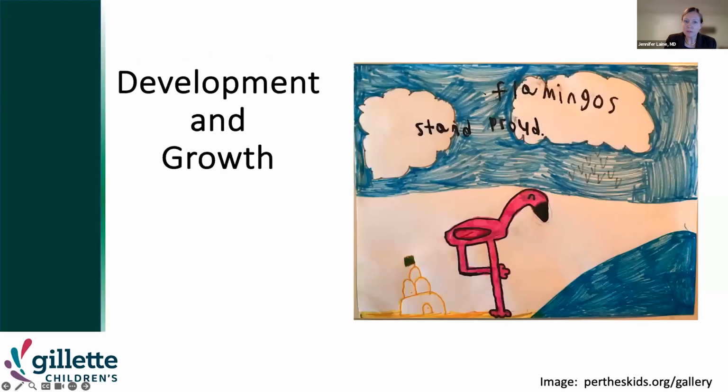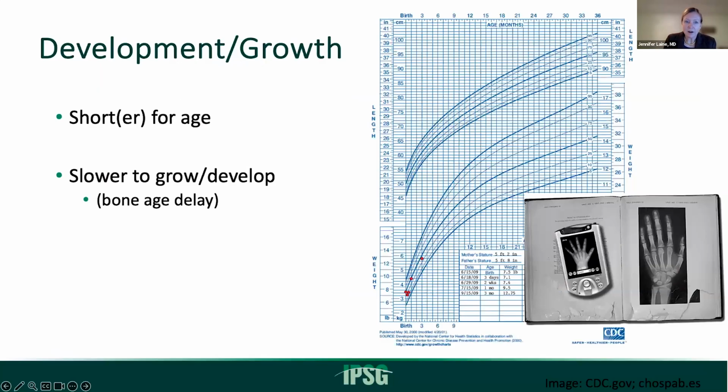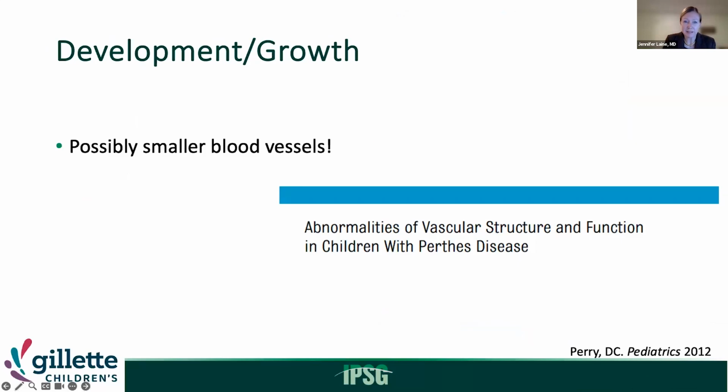And lastly, there have been multiple associations with Perthes and some differences in development and growth. Perthes kids are oftentimes shorter for their age, and they sometimes are a little bit more delayed in their skeletal development. So sometimes doctors will order a hand x-ray or a bone age to see how their bones are aging versus their actual chronological age. There's also been a study showing that possibly kids with Perthes may even have smaller blood vessels.